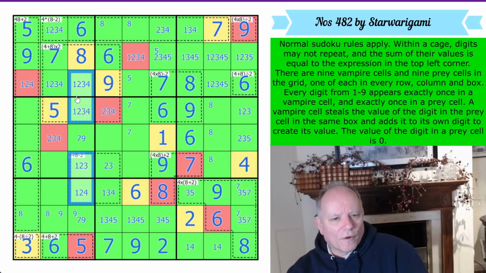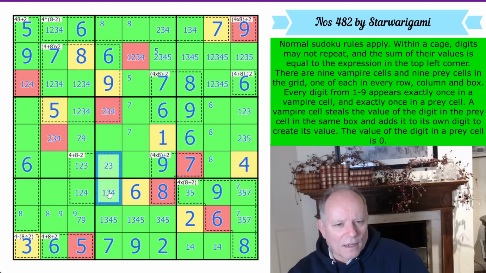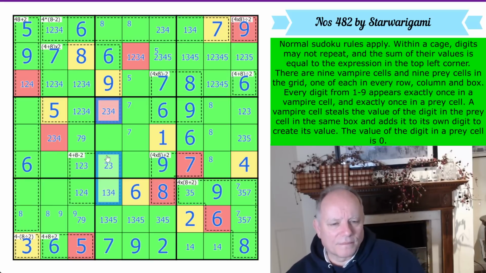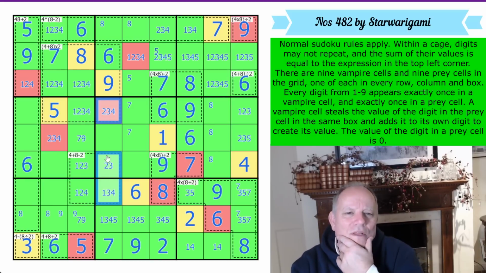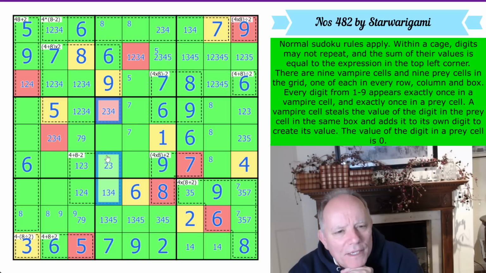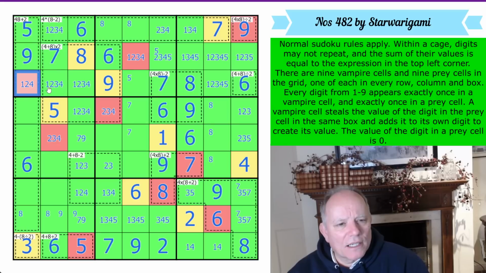That's a group of 4. So that cell is one of those two. Oh, there's something with just these groups of 1, 2, 3, 4. What am I meant to be doing with them? Right. That digit, where is it in this cage? It's not in those two cells.